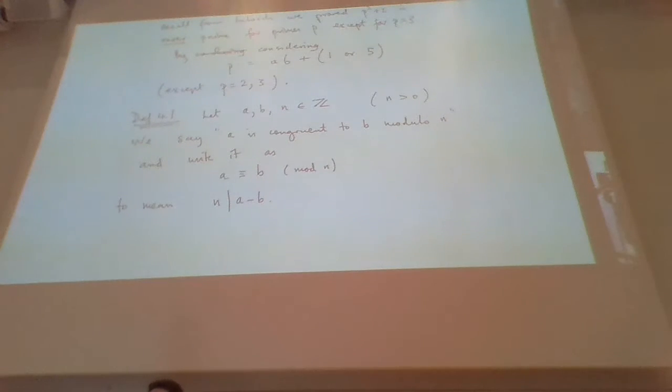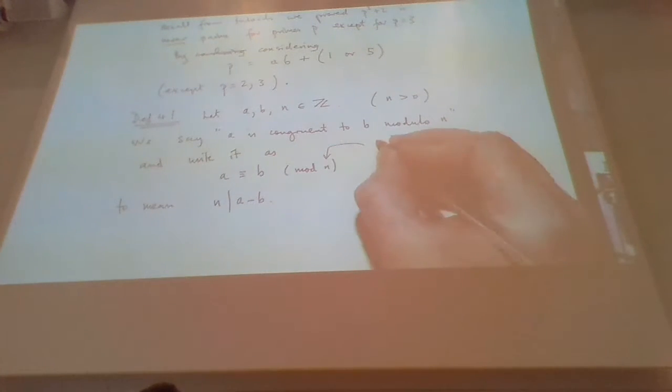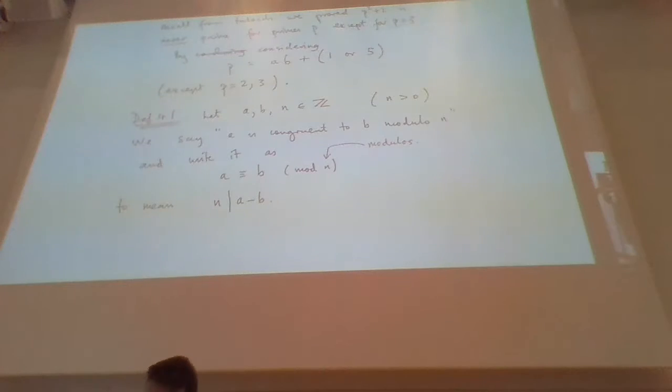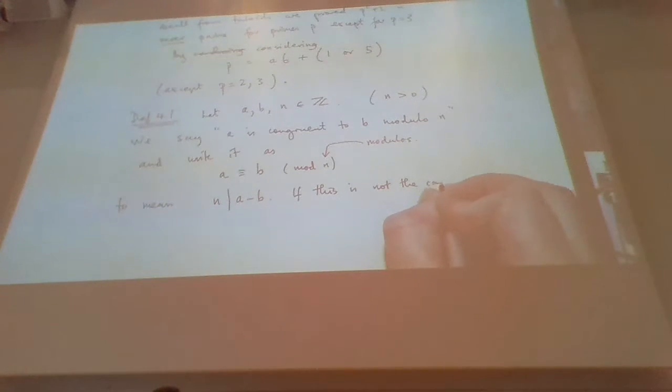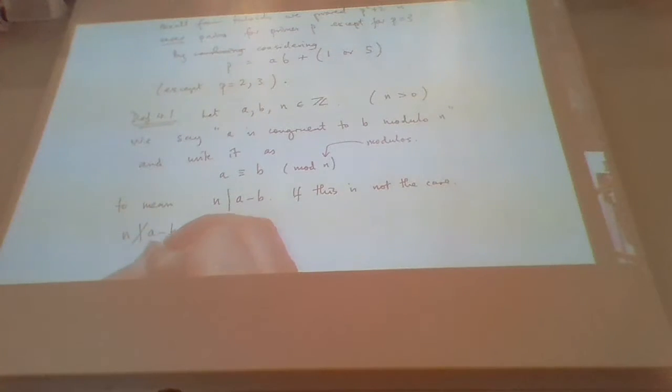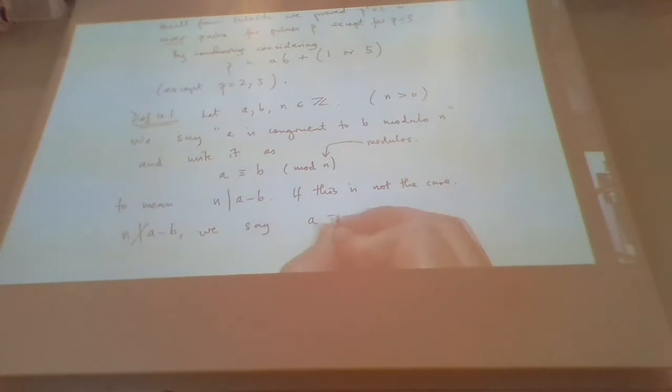What we're defining now is a new relation, the relation of congruence. Congruence modulo n, where n is any positive number. We say two integers A and B are congruent if their difference is divisible by n. So n is referred to as the modulus. And we write A is congruent to B modulo n. If this is not the case, i.e. n does not divide A minus B, we say A is not congruent to B modulo n, and we can write that as A not congruent to B modulo n.